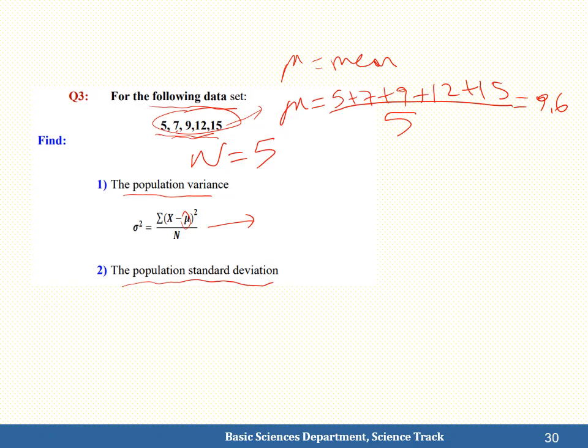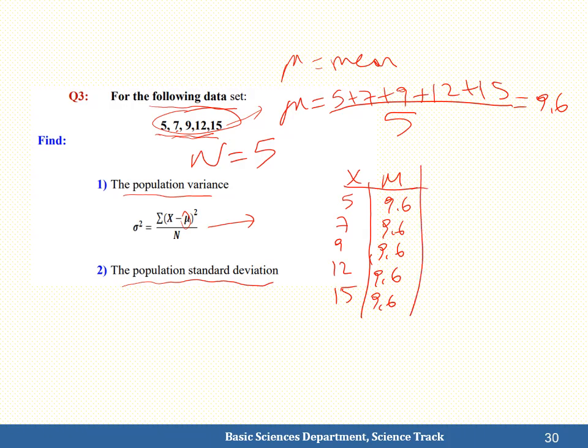So, in order to apply this one, write the x values here and write the mu here. The x values are 5, 7, 9, 12, and 15. Then for the mu values, we have 9.6 and 9.6 and 9.6, same for all data. I mean, the mu is the mean of the data, so it will be the same. It's not changing, it's fixed. So now you have to check the square of the difference between the data values and the mean.